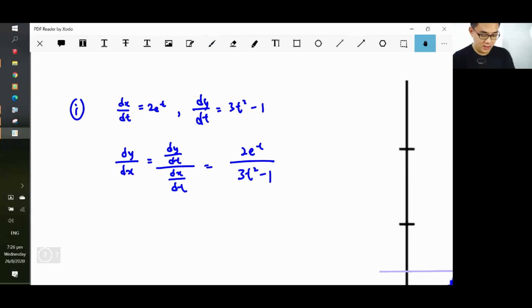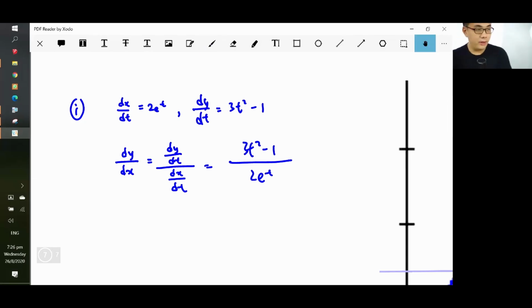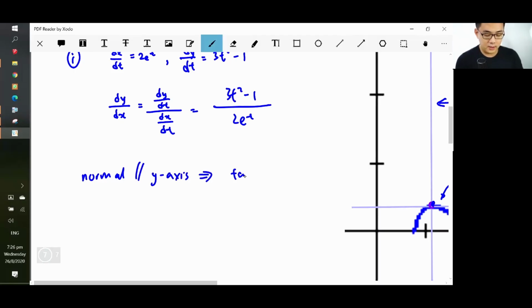dy/dt. Yes, sorry. So this is 3t squared minus 1. Yeah, and this is 2e^t. Okay, great, this is correct. Okay, the other way around. Now, this is correct really. So once all you know is essentially the normal is parallel to the y-axis, you would deduce that the tangent is parallel to the x-axis, which means that dy/dx equals 0.